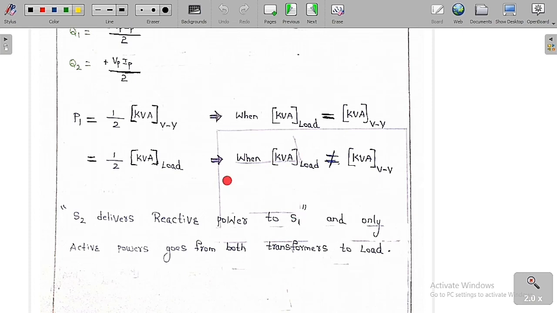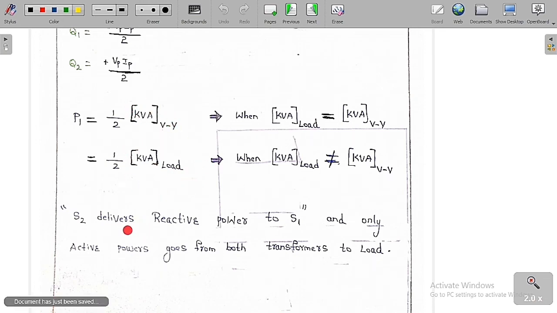So the active power supplied by transformer 1 and transformer 2 are both equal for a purely resistive load. It is equal to half of the kVA of the load. Half of the kVA of the load. So whenever the load kVA is equal to the open delta kVA, use this formula, otherwise use that formula. Generally it is a special case, so you have to use this general formula.